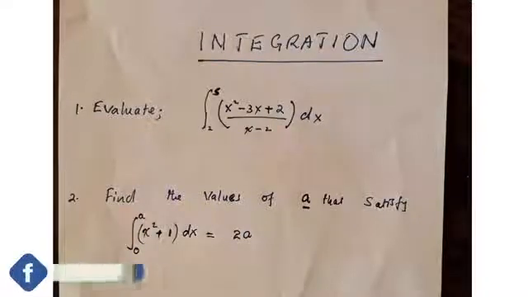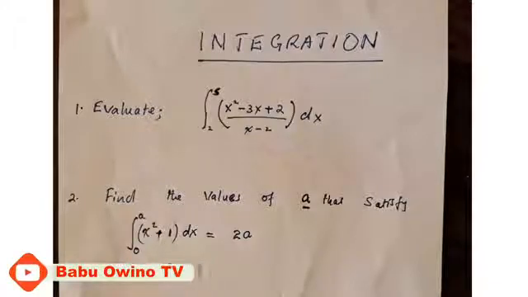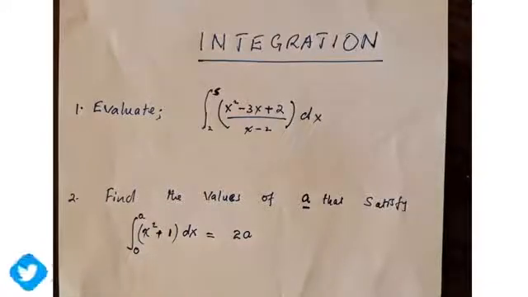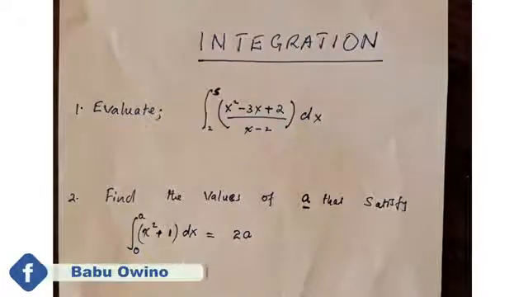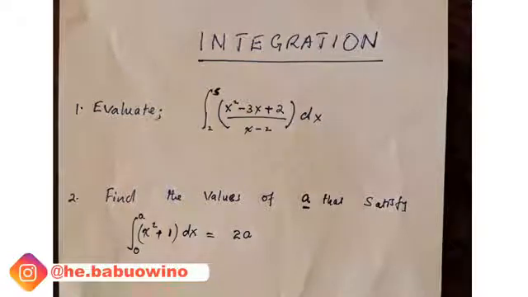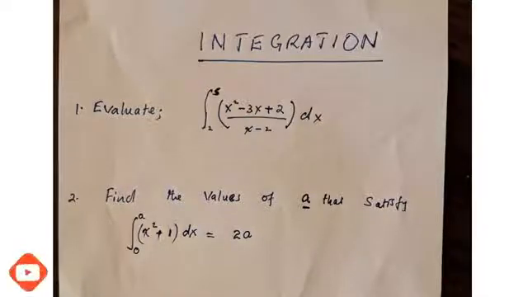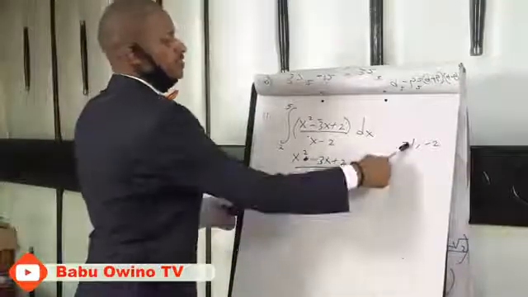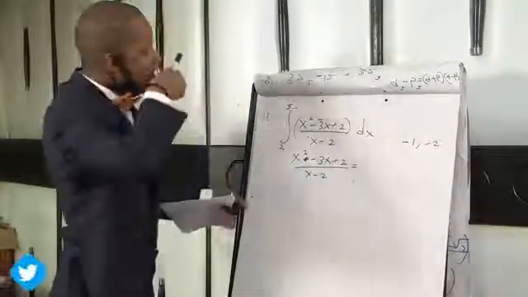So before you start integration, you simplify what is in the bracket. We can see a quadratic expression. So the quadratic expression can be simplified by simply writing x squared minus 3x plus 2 divided by x minus 2. Look for two numbers. If you multiply them, it gives you positive 2. If you add them, it gives you negative 3. So the two numbers are negative 1 and negative 2. When you add these two numbers, it gives you negative 3, but when you multiply them, it gives you positive 2.